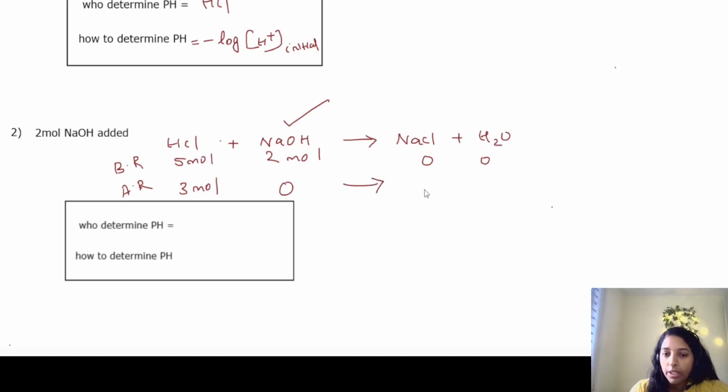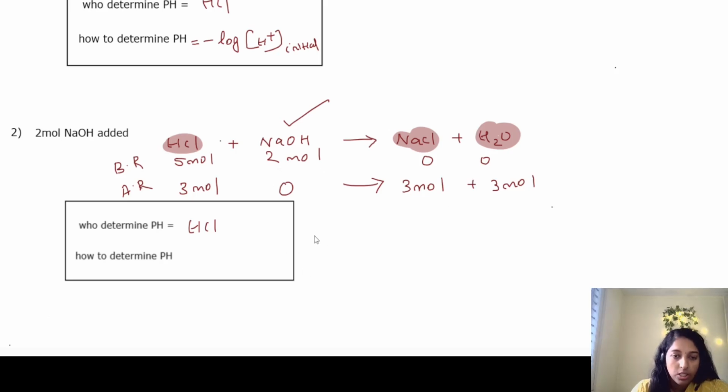So the reaction medium now contains what? The conical flask contains 3 mole of HCl as well as 3 mole of NaCl and 3 mole of H2O. So this is our reaction medium. In this reaction medium, who will determine the pH? Definitely HCl, correct? Why? Because there are three things: HCl is there, NaCl is there, H2O is there.